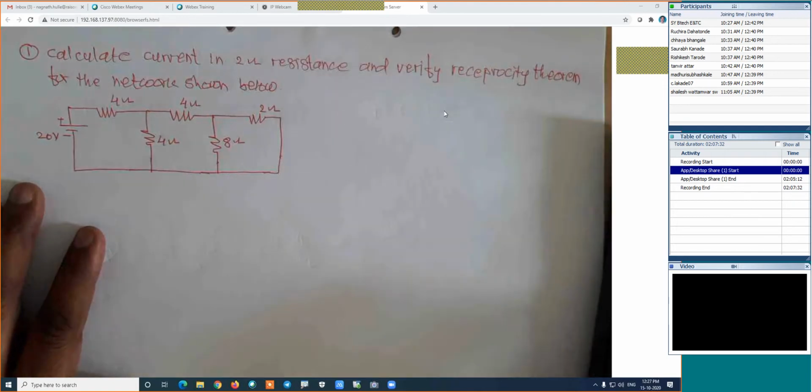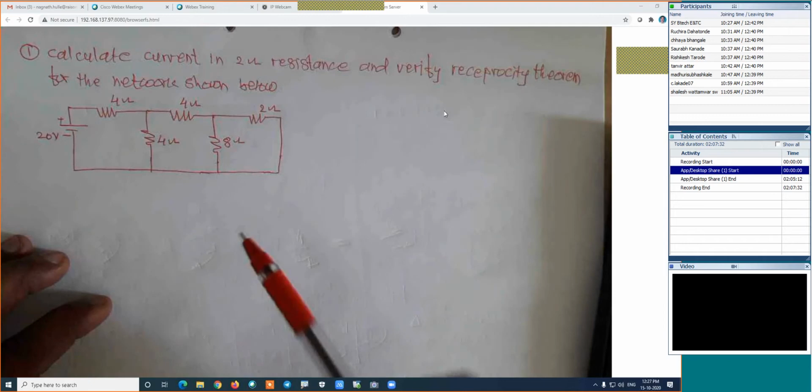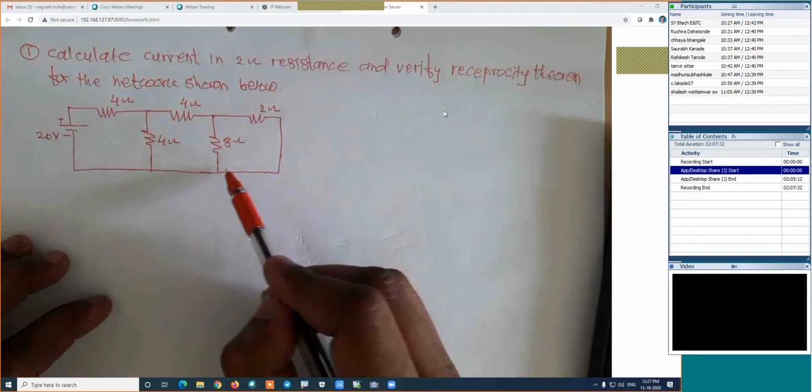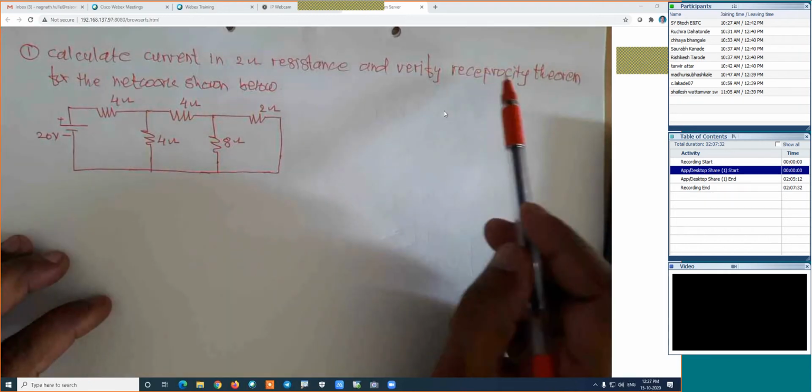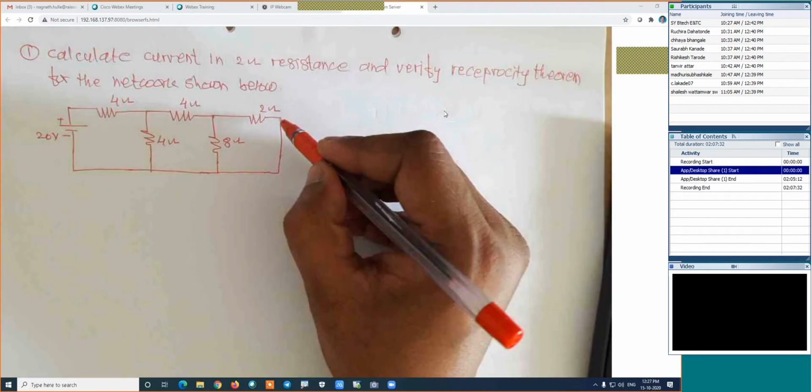Here in this case, calculate the current in the 2 ohm resistance. This is the 2 ohm resistance. We are interested in the calculation of current in this, and to verify the reciprocity theorem. Now here, how to calculate this current?